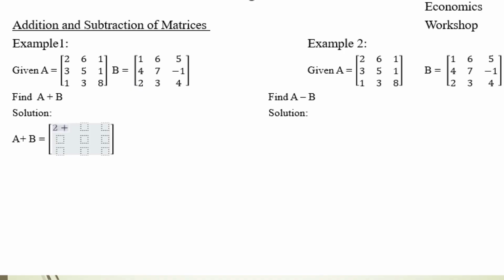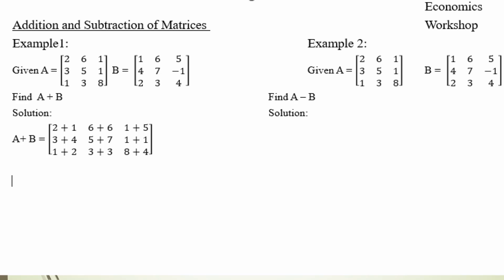2 plus 1, 6 plus 6, 1 plus 5, 3 plus 4. We have 5 plus 7. We have 1 plus 1. We have 1 plus 2. We have 3 plus 3. And lastly we have 8 plus 4.